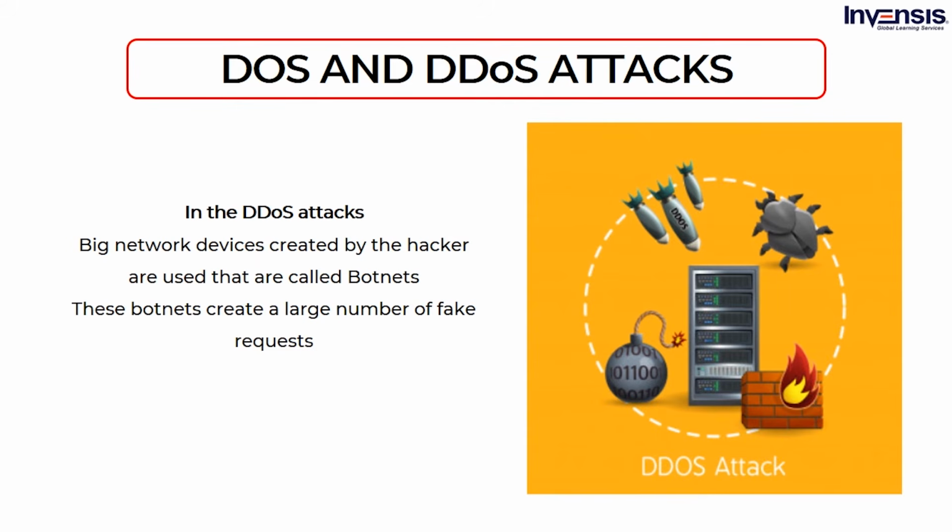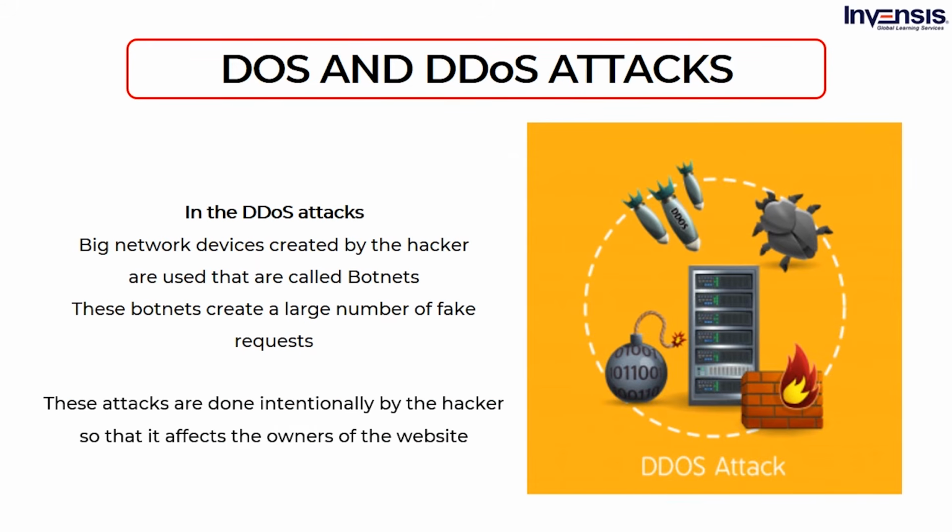One botnet creates 1 or 2 requests. In both attacks, the hacker fakes the number of users currently on the website. Once this number exceeds the limit, the website cannot handle it anymore, and it crashes. This crashing is done intentionally by the hacker so that it affects the owners of the website.